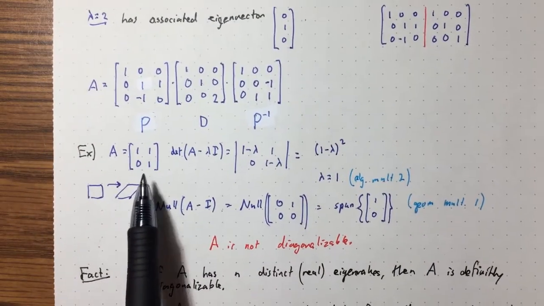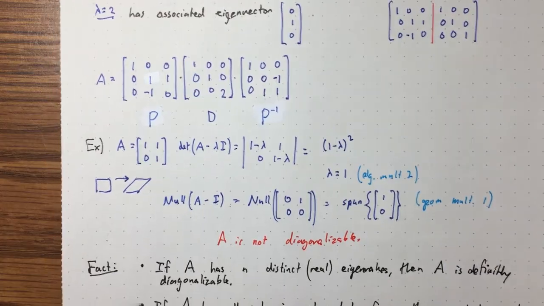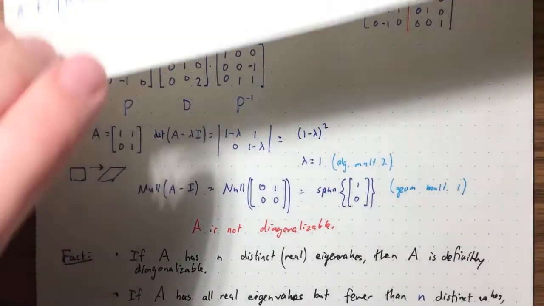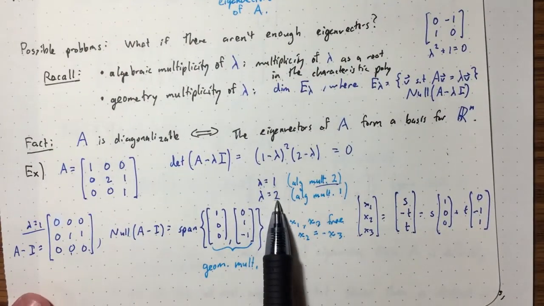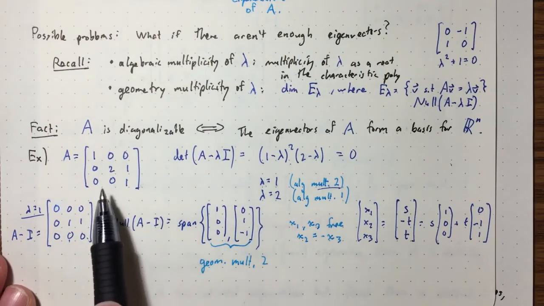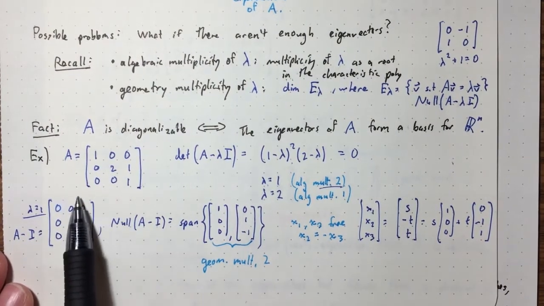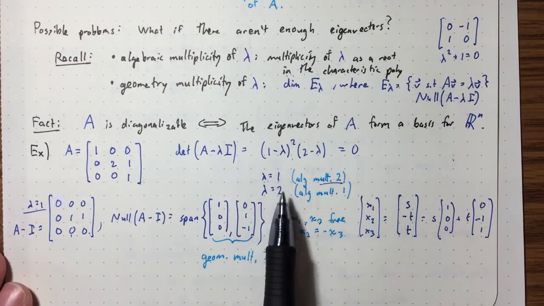In this case, we had an algebraic multiplicity of 2, but a geometric multiplicity of 1. That prevented us from diagonalizing. In this case, we only had 2 eigenvalues, right? We were expecting maybe 3, because we have a 3 by 3 matrix. We only had 2 of them.